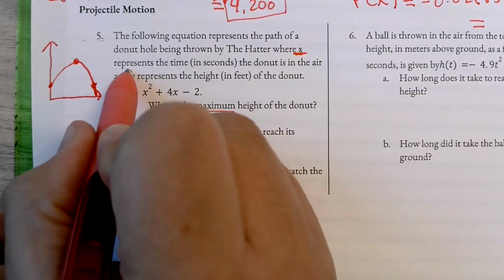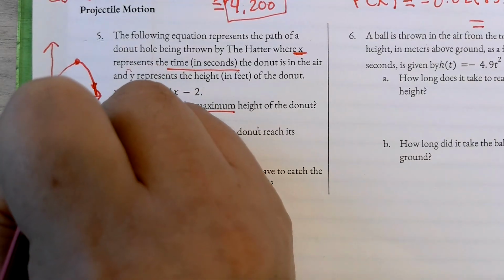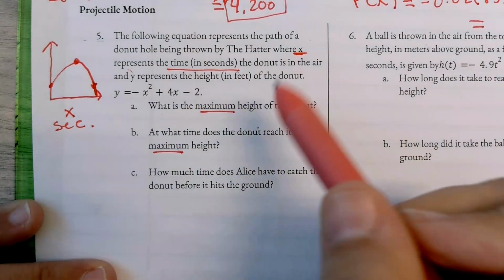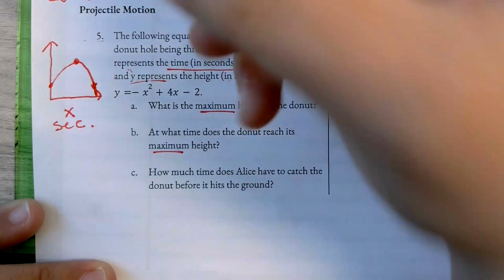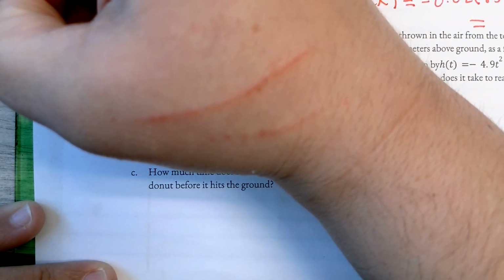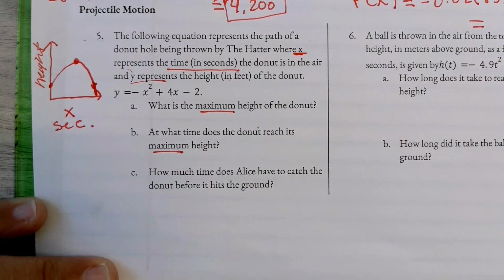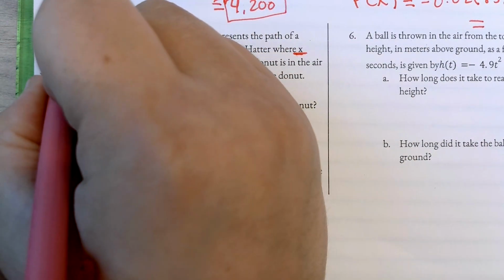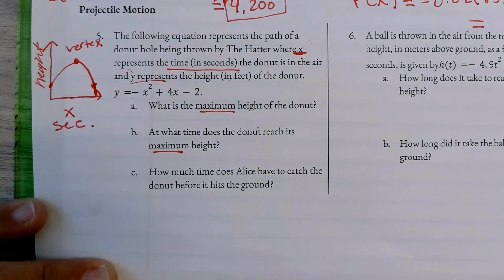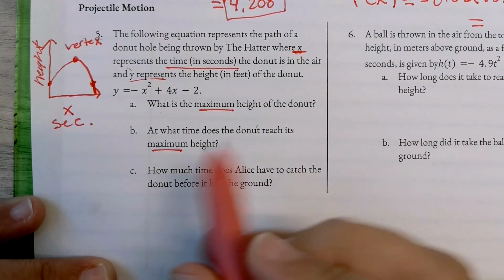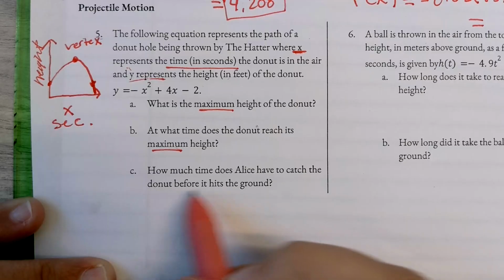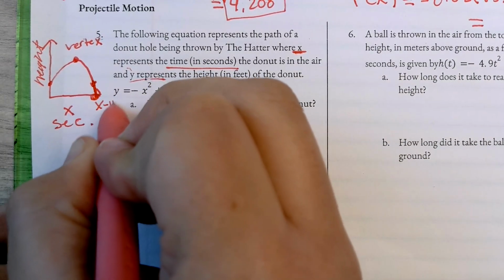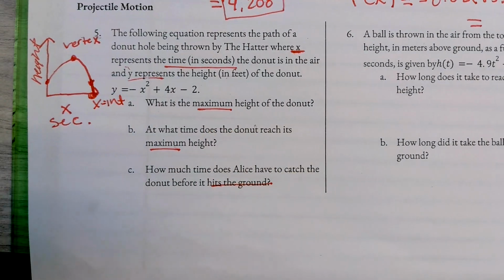So here they're telling us that x represents the time in seconds. So the x-axis is the seconds that pass. This is usually time. And the y represents the height in feet. So it kind of looks like what is happening. If I'm asking for maximum height and maximum time, that's the vertex. If I'm asking for how much time Alice has to catch the donut before it hits the ground, anytime it's saying something about the ground, that's an x-intercept. So these are three different types of problems here.